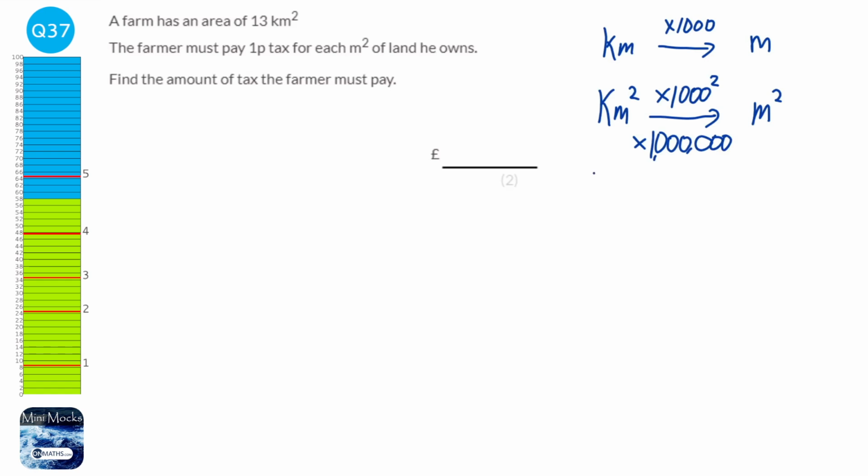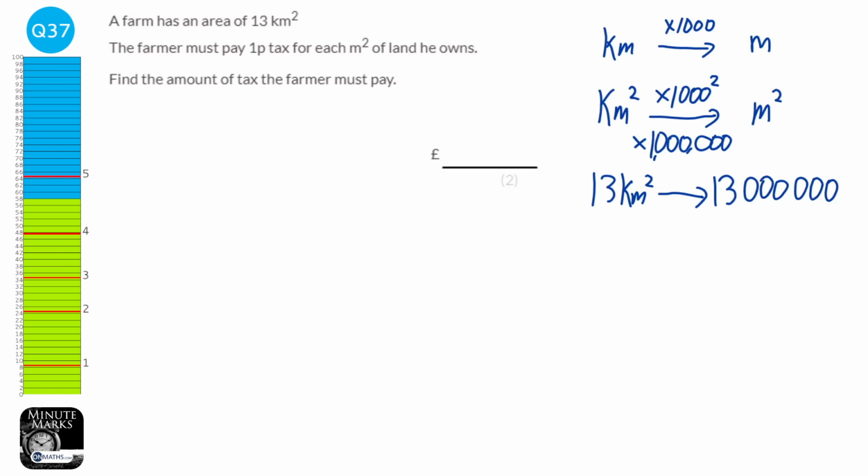So 13 kilometers squared is going to be the 13, and then it's going to be times by 1 million. So 1, 2, 3, 1, 2, 3. So it's going to be 13 million.